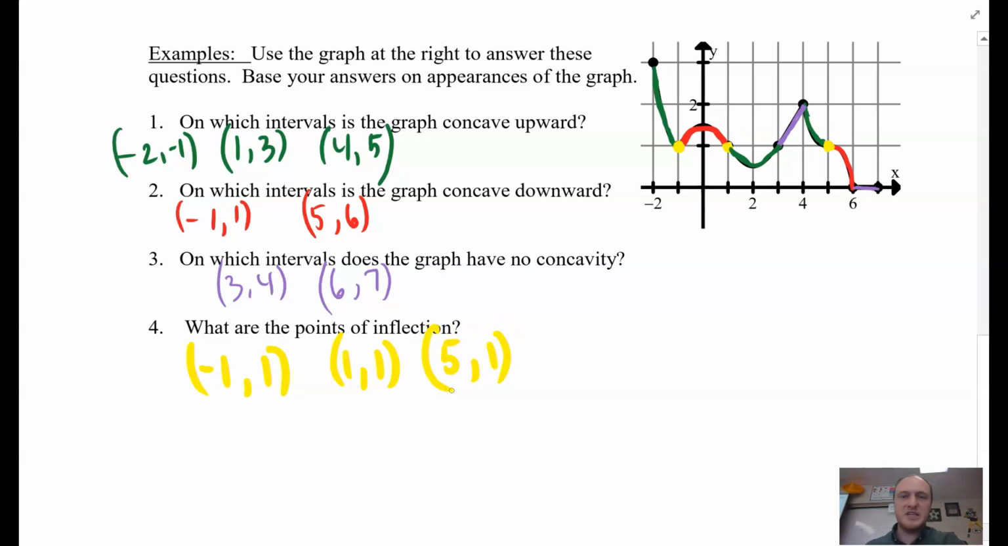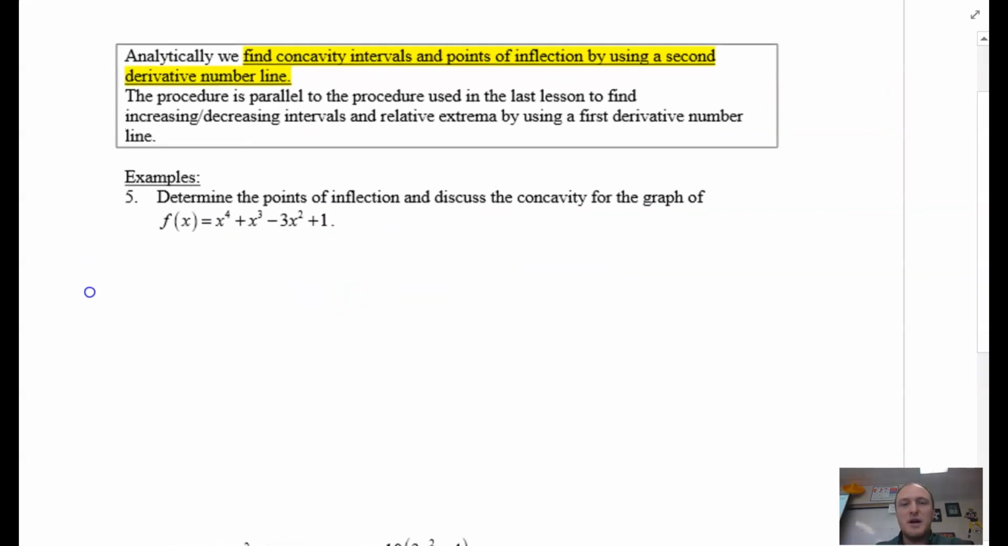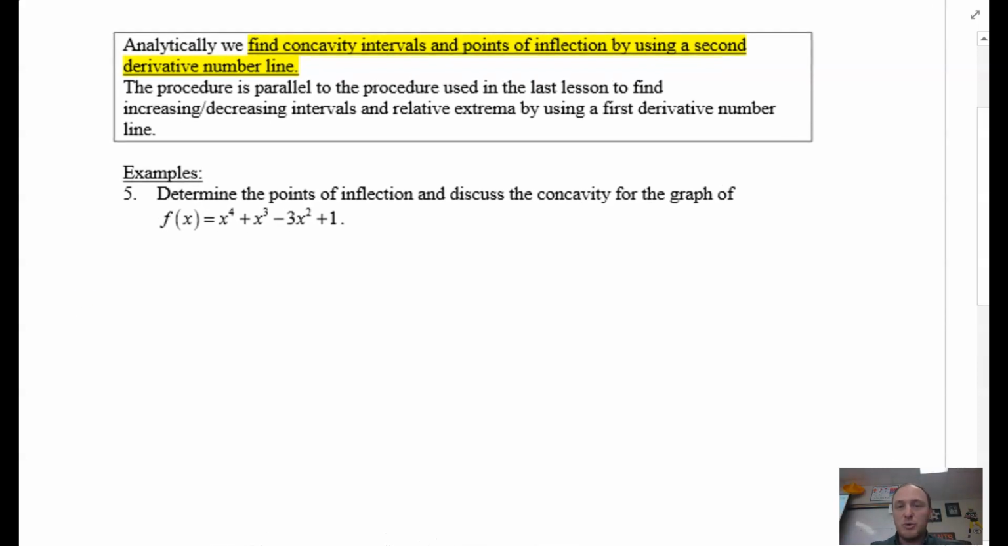All right. So that is concavity, concave up, concave down, and that's how we look at this visually. What we're going to do next is look at how to identify inflection points and discuss concavity analytically, which just means we're doing some math in order to find these values.